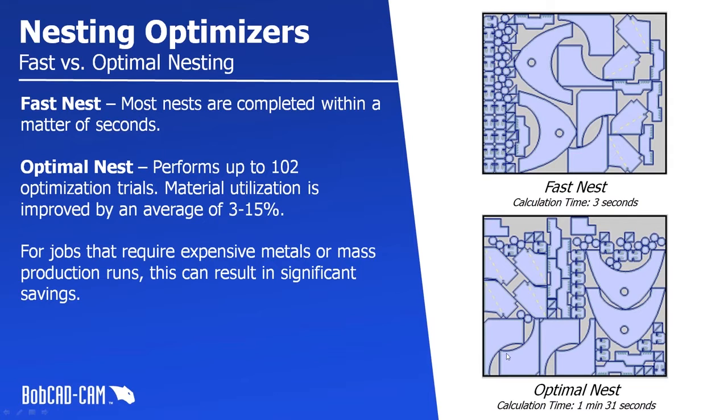Okay, the nesting optimizers are really cool because they just allow you to really go in and, you know, the fast nest puts everything together quick. The optimized nest really just gives you a longer nesting. It'll take a little bit longer, but you're going to get the most maximum use out of that sheet.